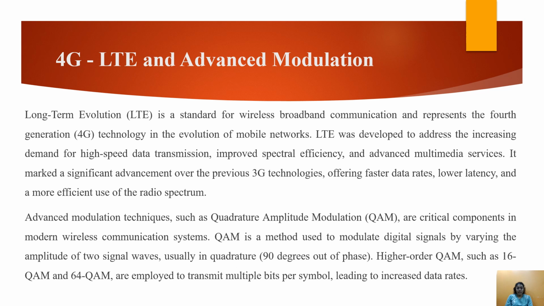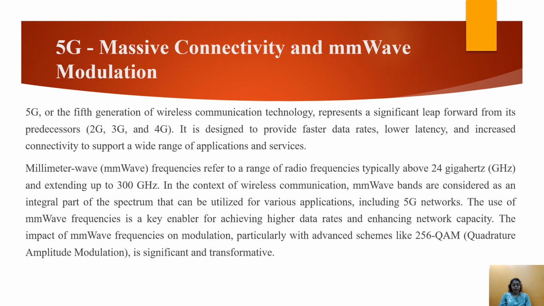Advanced modulation techniques such as quadrature amplitude modulation are critical components in modern wireless communication systems. QAM is a method used to modulate digital signals by amplitude of two signal waves, usually in quadrature, 90 degrees out of phase. Higher order QAM, such as 16 QAM and 64 QAM, are employed to transmit multiple bits per symbol, leading to increased data rates. Let us see about the fifth generation, that is called massive connectivity and millimeter wave modulation.